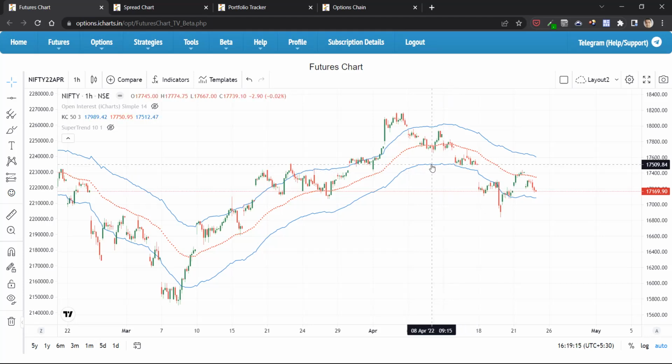Best is to have a loss limit in mind, and once that loss limit is hit, just exit, and that's it. Just initiate another one in the direction of the trend. That will be the best thing.